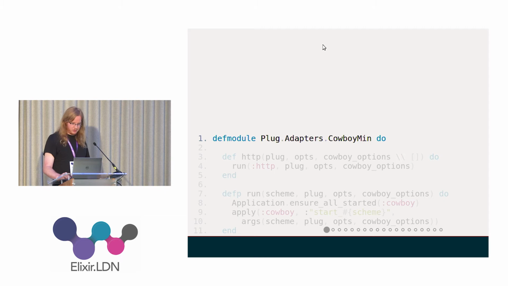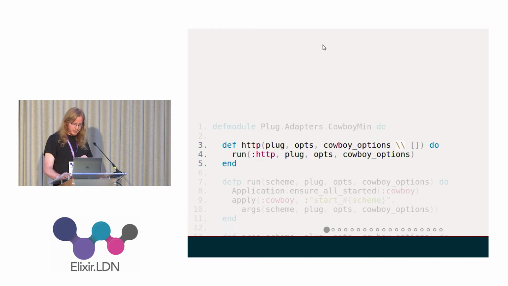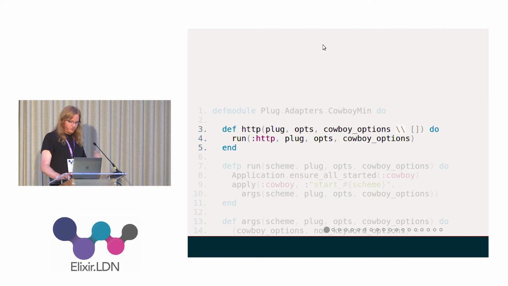But the module does compile, and it does run Plug with Cowboy. So there's an HTTP function which you can use to start the server. And it calls this run function with the same arguments. The reason you don't call run directly is because in the real version, there's an HTTPS one as well, which calls run with HTTPS.